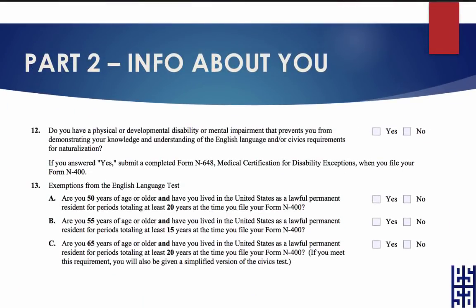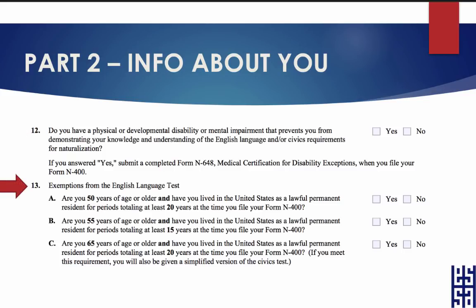Okay. More information about you for number 2. Question number 12 asks if you qualify for a waiver of the English or civics testing requirements due to a disability or impairment that prevents you from learning the information for the test. If the answer is yes here, submit Form N-648 with your application. And I'll put a link below for USCIS accredited medical professionals that can help with this form.